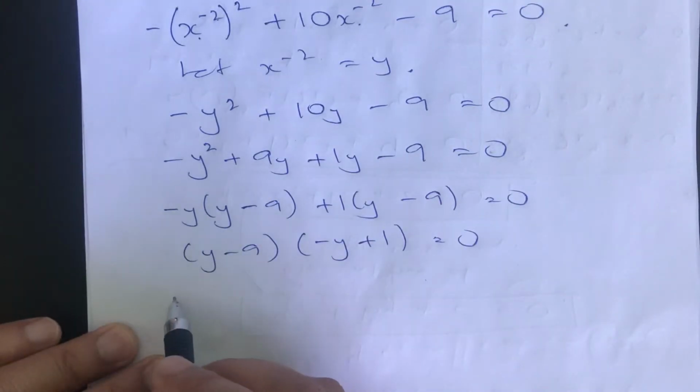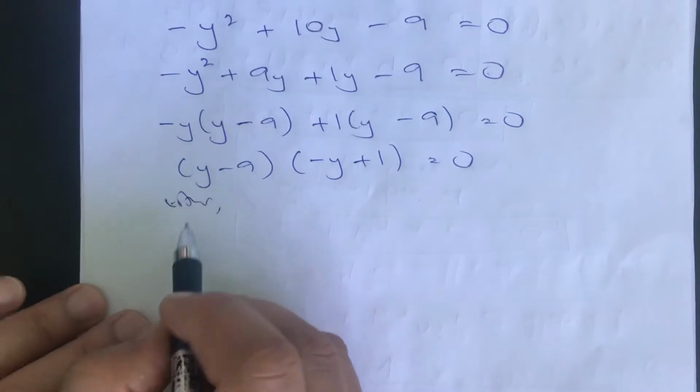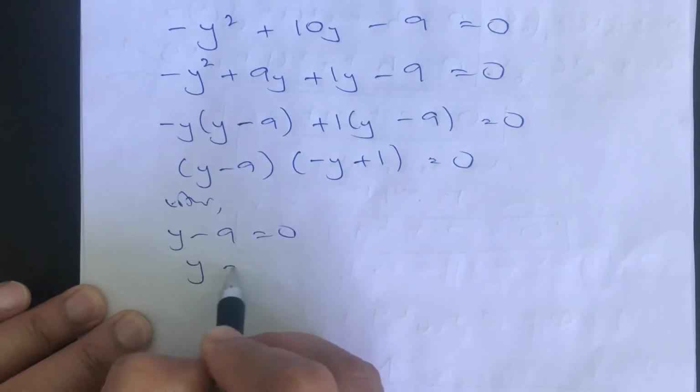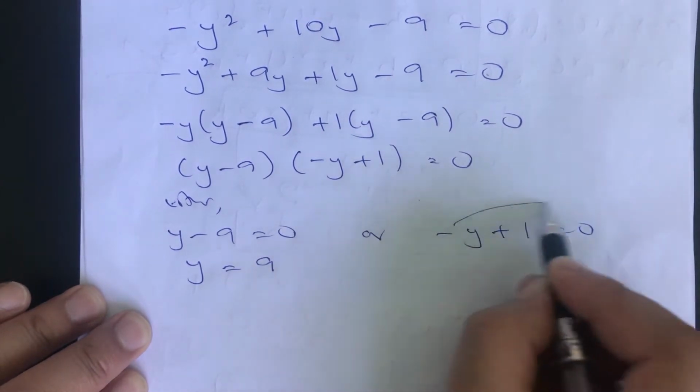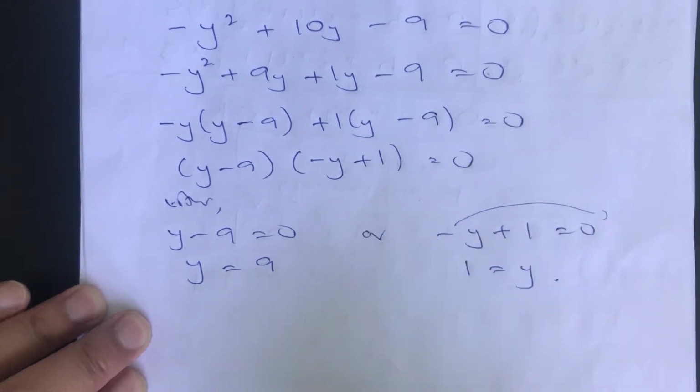So then what do we get? Either y minus 9 is 0, so y is equal to 9, or minus y plus 1 is equal to 0. So this will go that side: 1 is equal to y. So we get two answers.